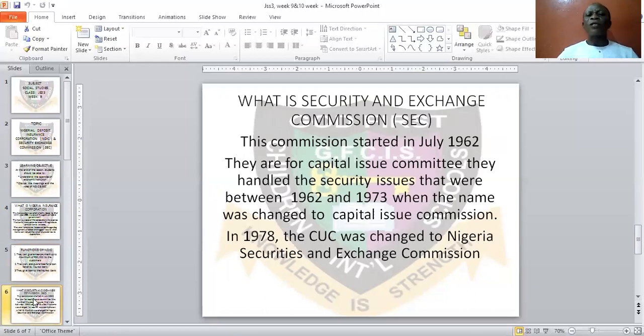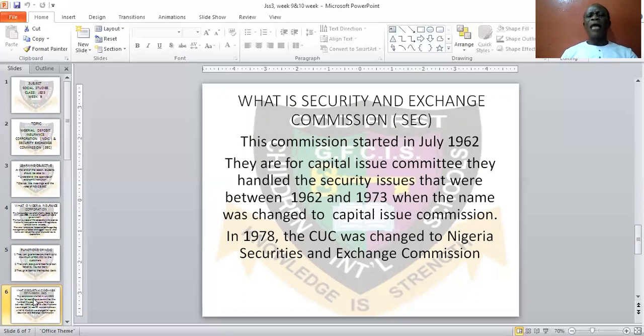Yes. Then what is Security and Exchange Commission? That's SEC. Let me tell you one brief story about this Security and Exchange Commission, SEC. That is the full meaning. This commission started in July 1962. That was when the Security and Exchange Commission started. The Capital Issue Committee handled the security issues between 1962 and 1973, when the name was changed to Capital Issue Commission.